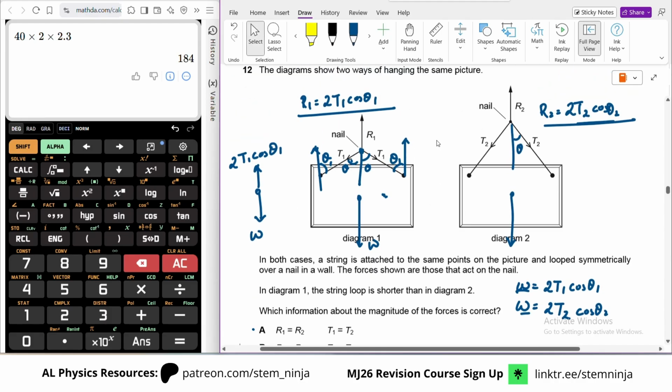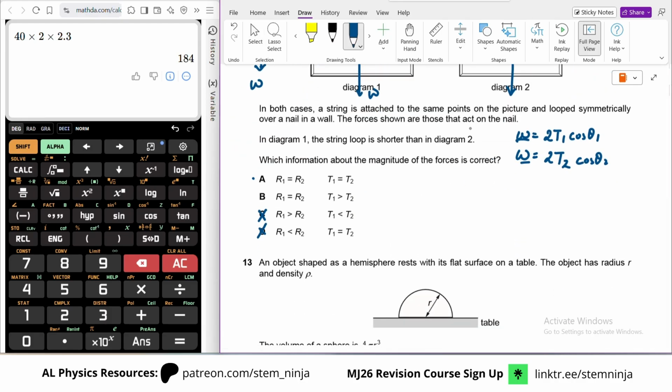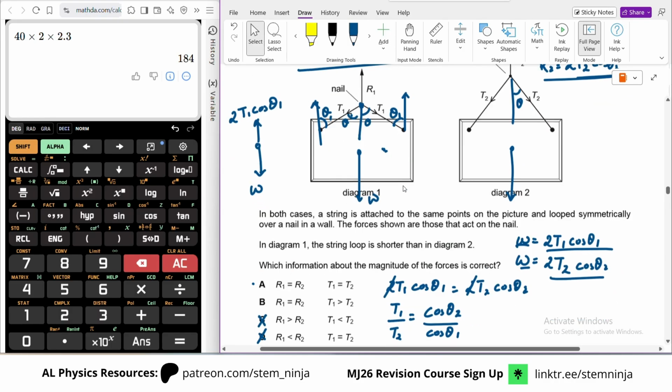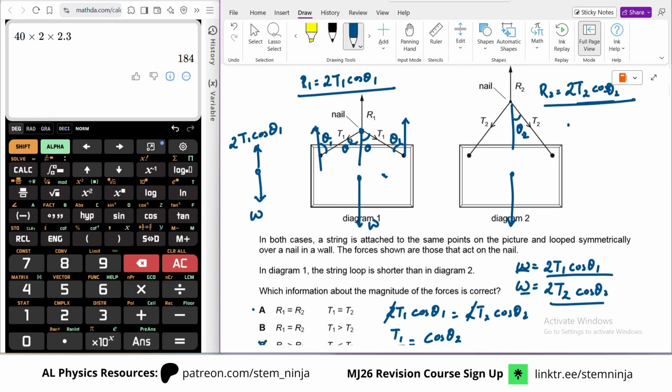Now we need to decide which one of them is the correct one. So T1 and T2 are not equal. When you equate them, you have 2 T1 cos theta 1 equals 2 T2 cos theta 2. So 2 gets cancelled. You can make a ratio of these. You get T1 over T2 equals cos theta 2 over cos theta 1, if I'm not wrong. Right, okay. So this angle, theta 2, is smaller than theta 1.